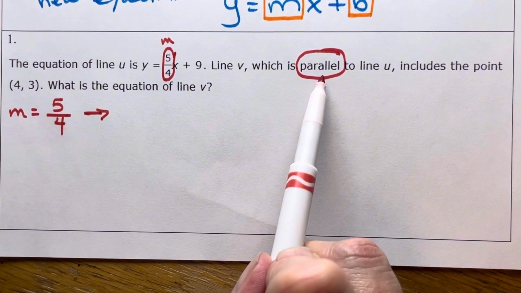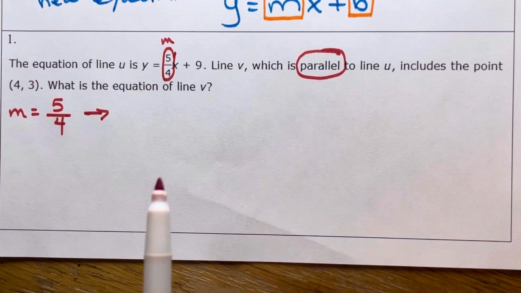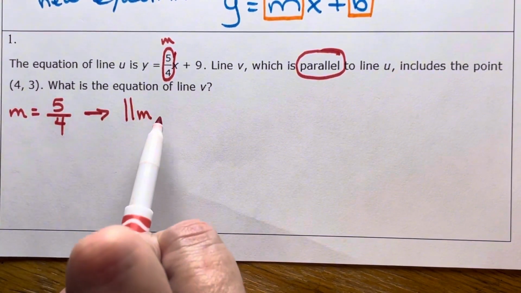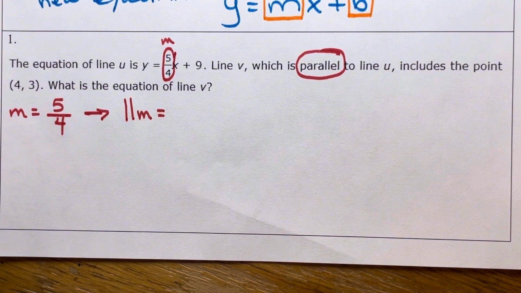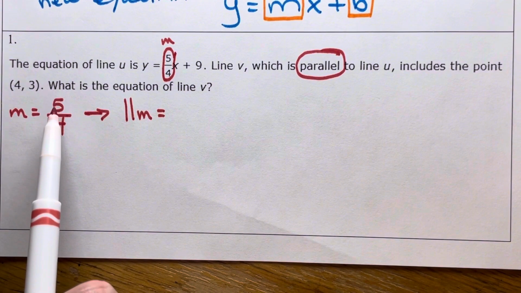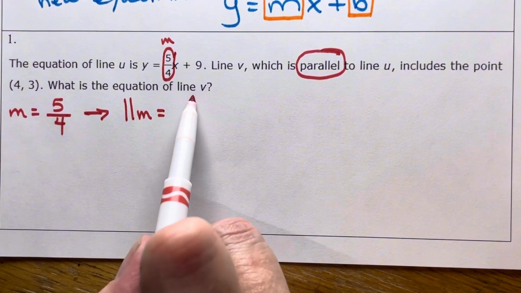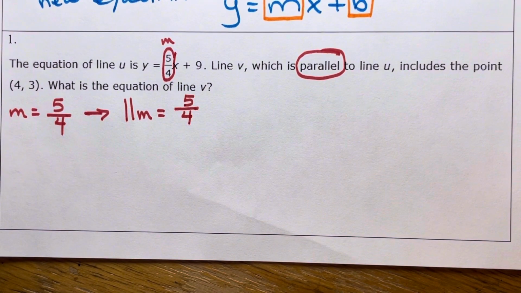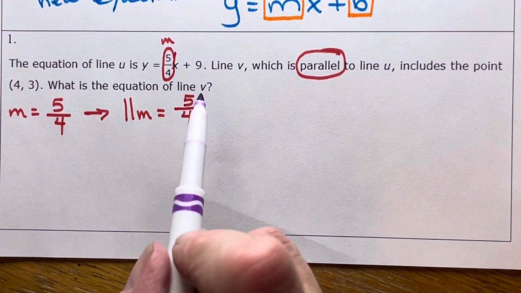Since we are working with a line that will be parallel, we have our symbol for parallel, and we remember from the introduction that lines that are parallel have exactly the same slope. So 5/4 was our original slope, and we are going to continue to use that same slope now.